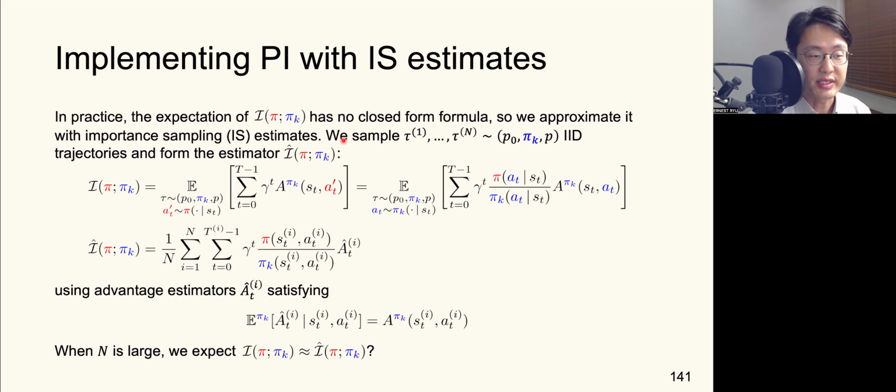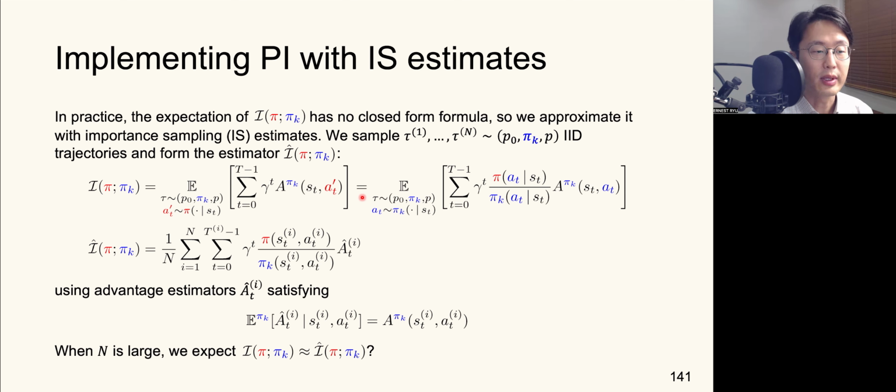The way we do this is we sample trajectories tau 1 up to tau n, and these are IID trajectories, and we form the estimator I hat. So recall, this is again the definition of the policy advantage. I'm just rewriting the definition right over here. Now let's rewrite this using these importance sampling likelihood ratios. So instead of sampling the actions from policy pi, I'm going to sample the actions from policy pi k. So that changes the distribution of the actions from pi to pi k. So in order to compensate for that, we need to put in this likelihood ratio. Okay, so this holds with equality.